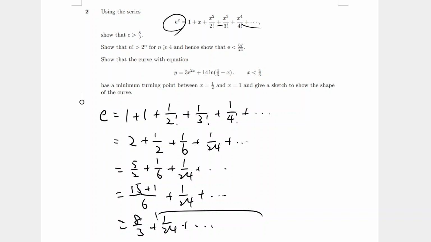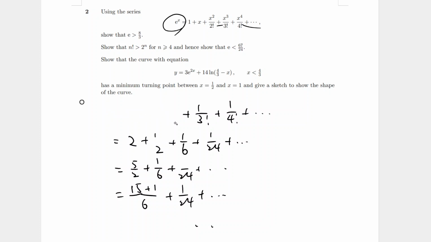Alright, so next bit. Show that n factorial is greater than 2 to the n for n greater or equal to 4, and hence show that e is less than 67 over 24. Okay, well, let's try that, shall we? Let's erase this to make space. If I want to show something for n greater than a certain number, what is the common technique? It is obviously induction, isn't it? Classic technique.